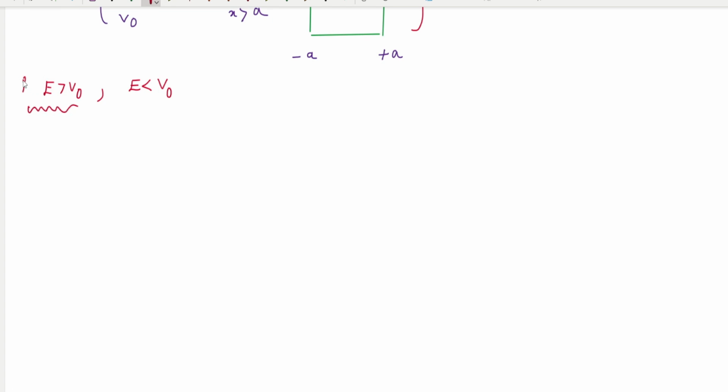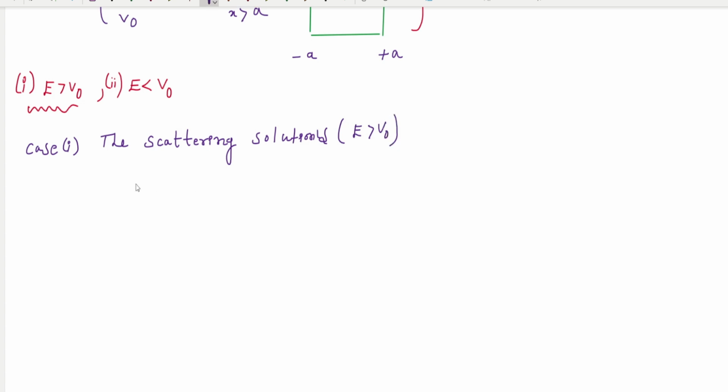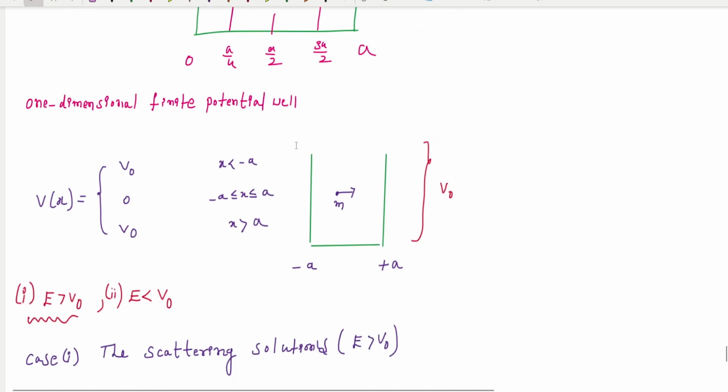So I'm going to consider the equation: this is case number one, this is case number two. Then I'm going to give more details. Let us take case one, E greater than V naught. I'm going to give this the name scattering solution. So this is very important. Now I'm going to solve this equation.